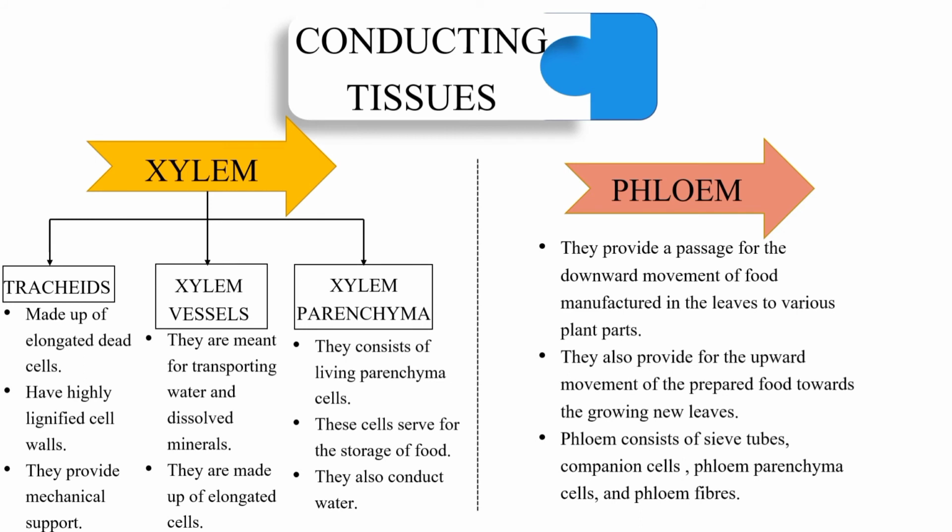Now let's talk about the phloem cells. The phloem cells allow the downward movement of food from leaves to the other parts of the plant. They also provide upward movement of food towards the young leaves. The xylem and phloem collectively form the vascular bundles. The xylem and phloem are also termed as complex tissues, being made up of more than one type of cells working together as a unit.